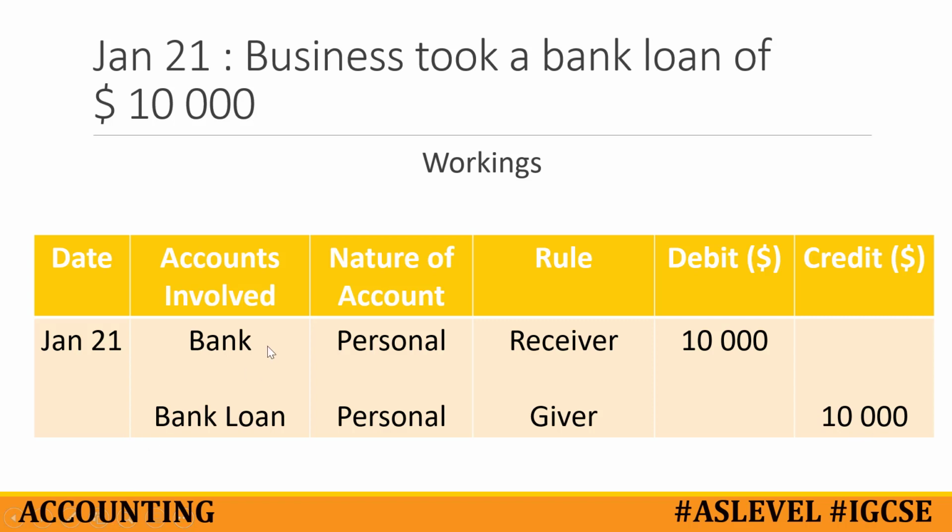Let's do it one more time. The two accounts involved are bank and bank loan. Bank is the account of an organization and loan is also taken from an organization. Therefore, both of these are accounts of organization and the rule of personal account is going to be applied to it. And the rule is debit the receiver and credit the giver. So bank account is the receiver, therefore it needs to be debited, and bank loan is the giver of this money to the business, therefore it needs to be credited.